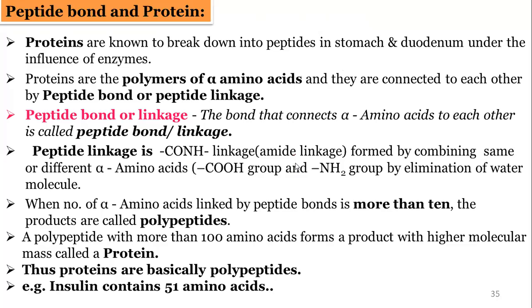In case of proteins, more than 100 amino acids are linked together and form a higher molecular weight mass. For example, insulin contains 51 amino acids. It means 51 amino acids are joined together, and we get the insulin protein.